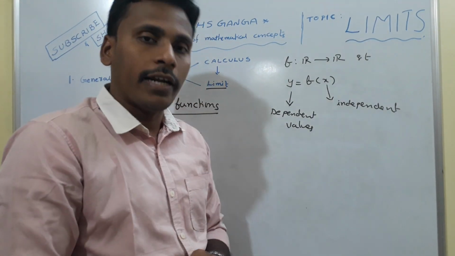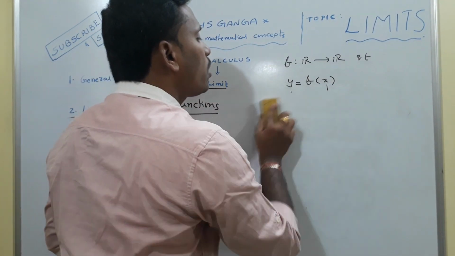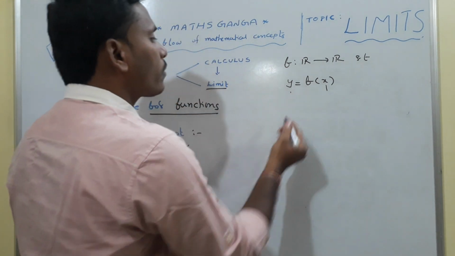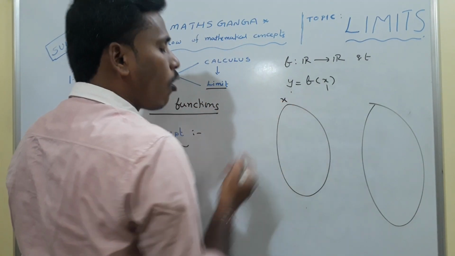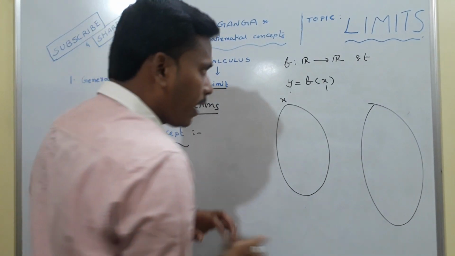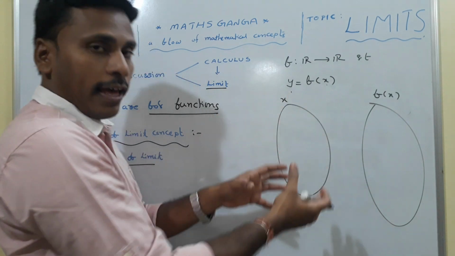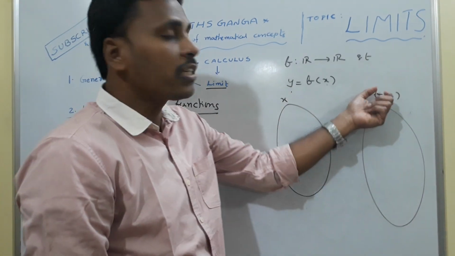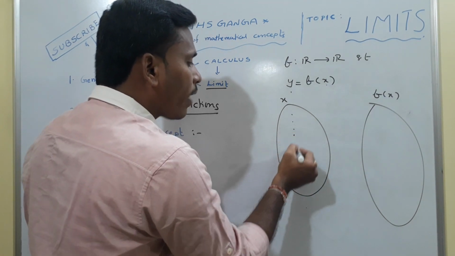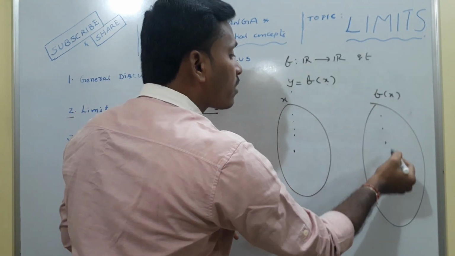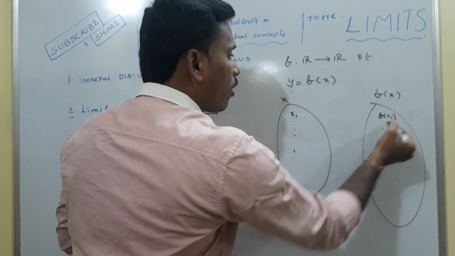We learned in functions that for y equals f of x, there is a domain and a codomain. The domain contains the values of x, whereas the codomain contains the functional values, which we mention as f of x. For different values of x, we will get different functional values. If one value is x1, then its result is f of x1.